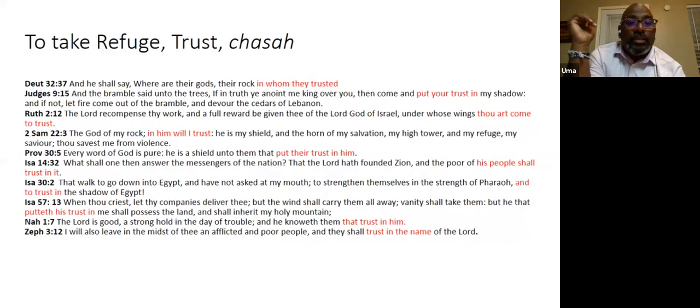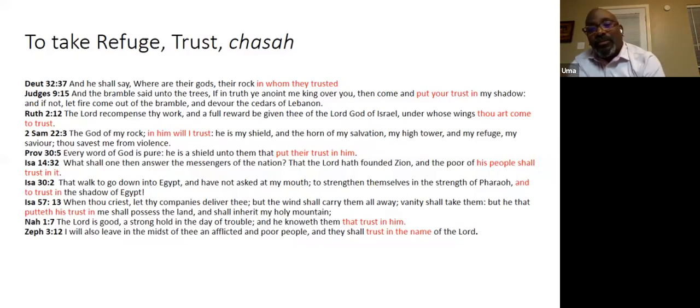The next verse, Isaiah talks about vanity takes them, but he that puts his trust in me shall possess the land. Trust in the Lord. The Lord is good, a stronghold in the day of trouble, and he knoweth them that trust in him. And finally, Zephaniah, which I used, was: and they shall trust in the name of the Lord, which ties in with what all my homies were talking about before. So again, the trust is in God, in the name.